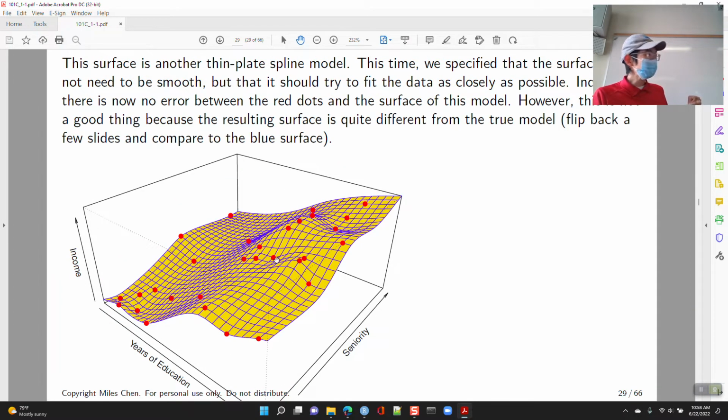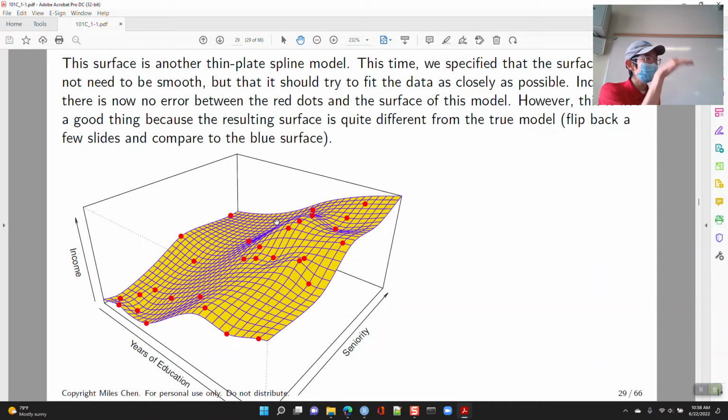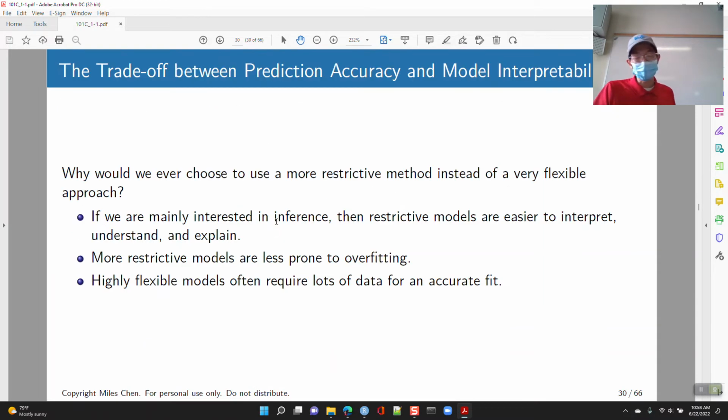And with a highly flexible model, it just says, oh yeah, that's a thing. If you happen to be this many years educated and this far in your career, for whatever reason, you go down. And that's not actually what's happening. This is something that's happening with this particular individual, not something that's happening in the general trend, okay? Whereas a model that's a little bit less flexible says, oh yeah, this person's lower than what we expect, okay? And it doesn't intentionally say there's a crater there, okay?